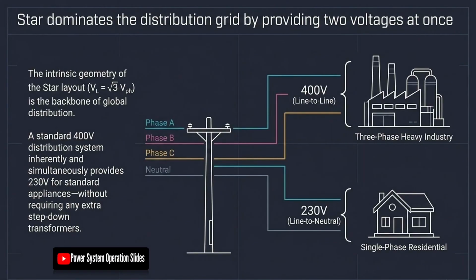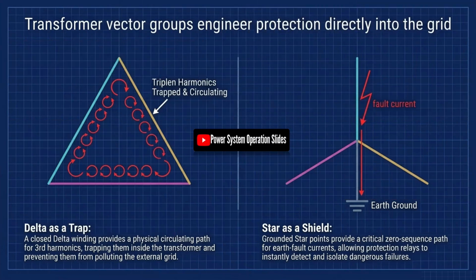Each phase winding is directly connected across a line-to-line voltage, meaning that the phase voltage is equal to the line voltage. However, the line current is equal to the phase current multiplied by the square root of 3. These characteristics make delta connections particularly suitable for heavy industrial applications and three-phase motors.